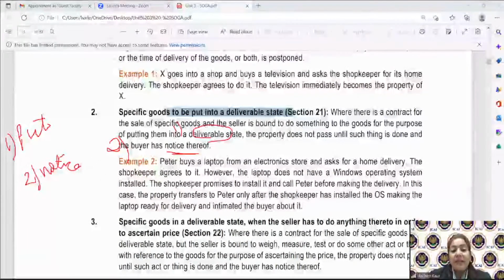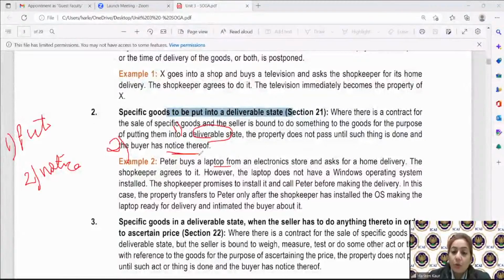Let's read example number 2. Peter buys a laptop from an electronics store and asks for a home delivery. Shopkeeper agrees. Laptop does not have Windows operating system. अब बहुत इंपॉर्टेंट ऑपरेटिंग सिस्टम उसको चाहिए था एंड वही उसमें नहीं था. शॉपकीपर ने कहा ओके, आई विल इंस्टॉल इट एंड कॉल पीटर बिफोर मेकिंग द डिलीवरी. Now here he still has to do something. Seller needs to put it in a deliverable state and inform the buyer, that is Peter, that the goods are ready. So the property will pass only after shopkeeper, number 1, has installed the operating system, and number 2, intimated the buyer about it.